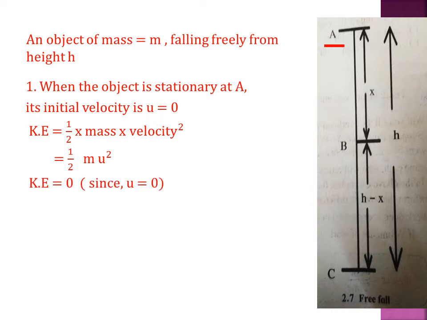Potential energy, as we know, is mgh. Therefore, total energy is equal to kinetic energy plus potential energy. Now, kinetic energy is 0 plus potential energy is mgh. Therefore, total energy will be equal to mgh. This is our equation number 1.